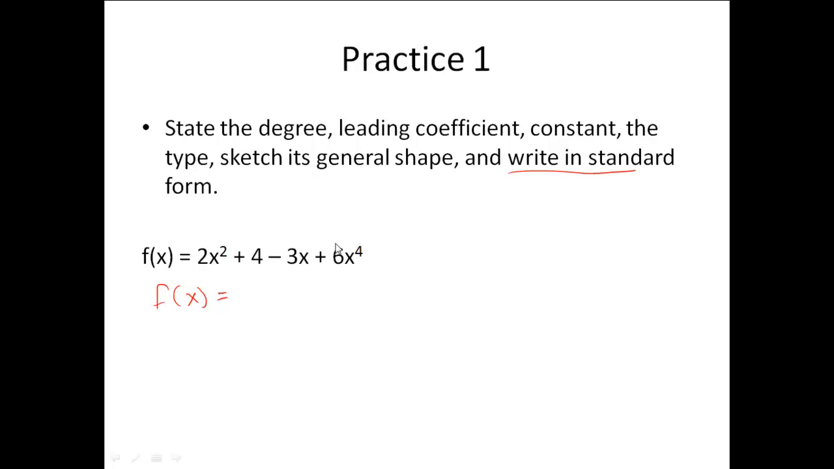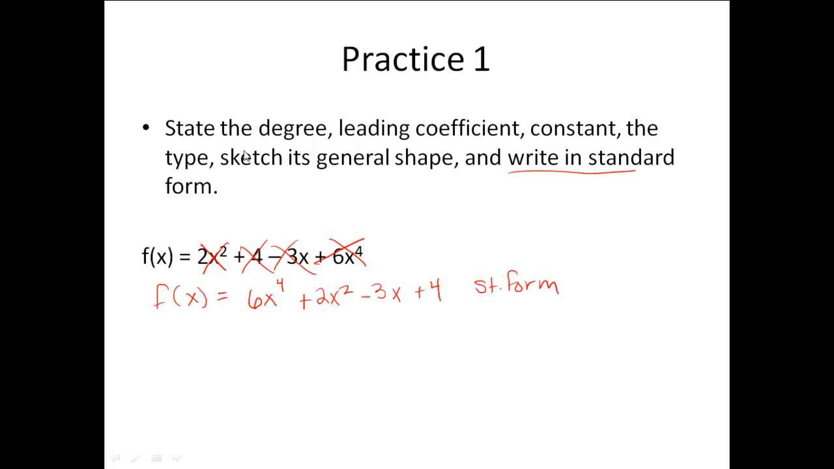So as I look through here, the plus 6x to the fourth is the biggest. Then my next exponent is x squared. So I'm going to have plus 2x squared. My next exponent would be this minus 3x. And that leaves my constant term of plus 4. So here we've got it in standard form.